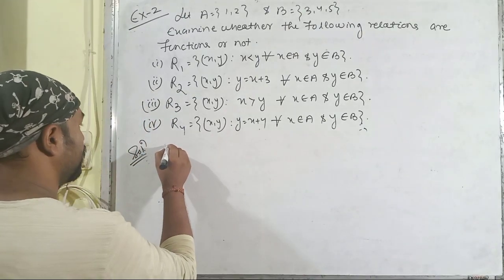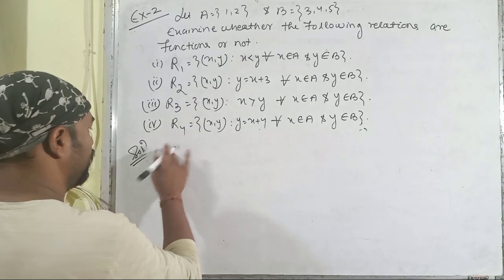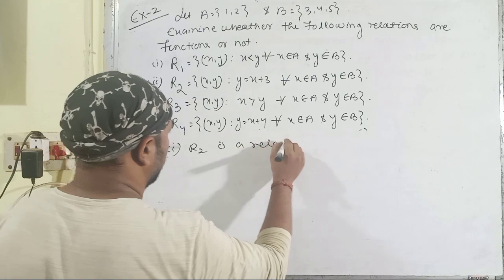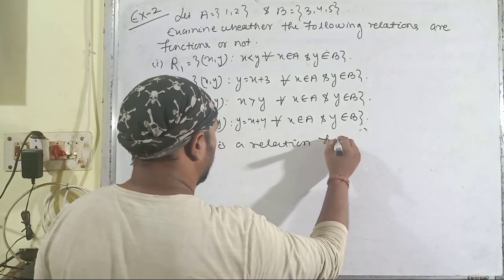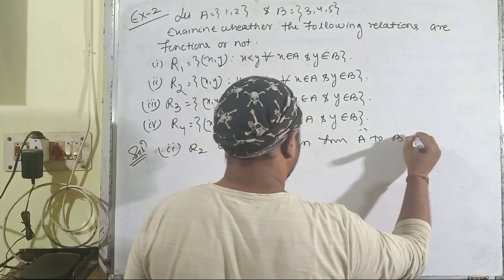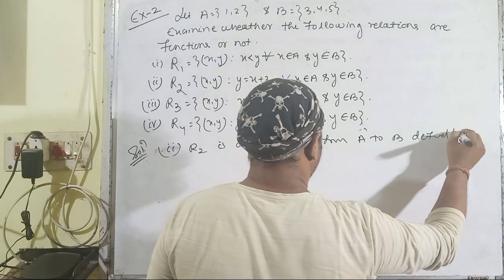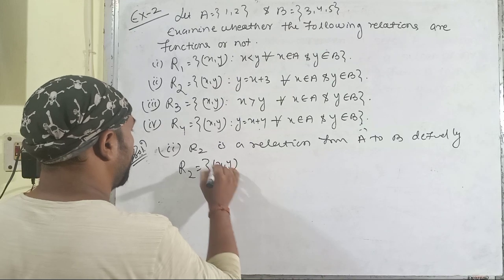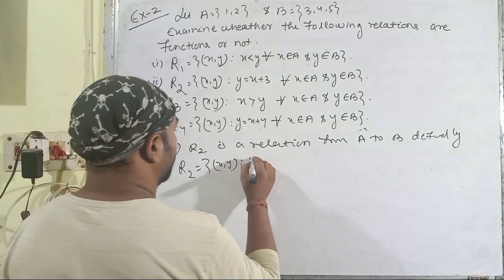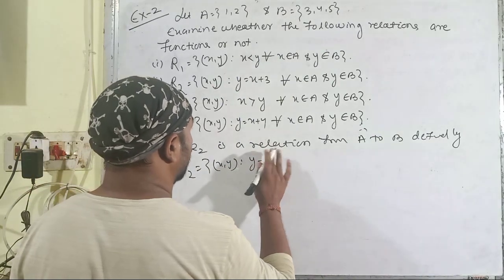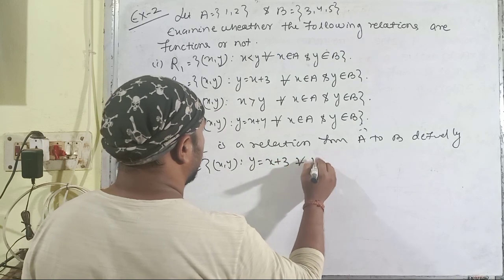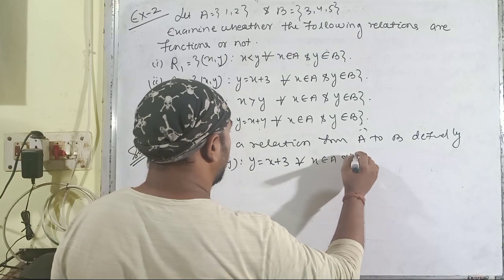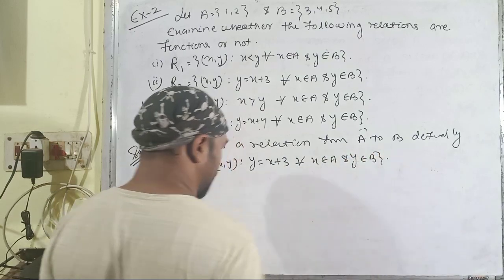Okay. So here the second one, R2 is a relation from A to B defined by R2 is equal to the collection of all ordered pairs such that the second element is 3 more than the first element, where x belongs to A. That means the first element belongs to the first set and the second element belongs to the second set.